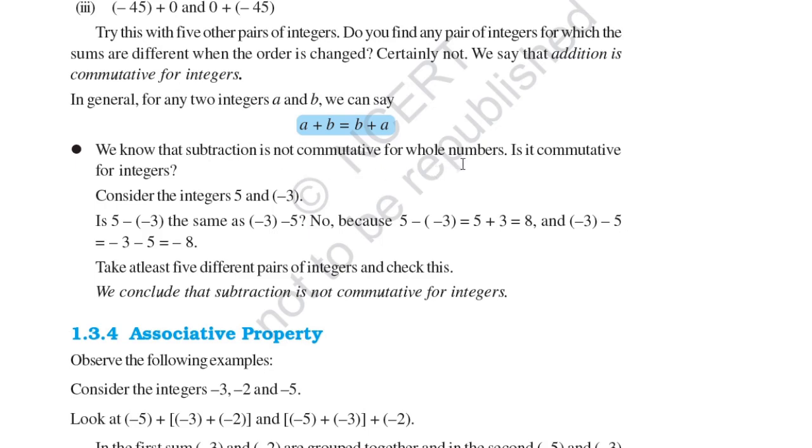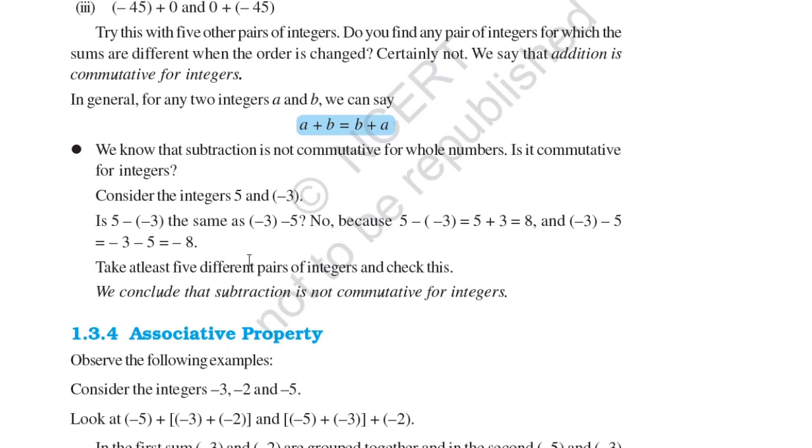Consider the integers 5 and minus 3. So when we see here, minus will become positive. So 5 minus minus 3 is not the same as minus 3 minus 5, because 5 minus minus 3 is equal to 5 plus 3, which is equal to 8. So this is a different thing, and here there will be minus 8. So both of them are totally different. Take at least 5 different pairs of integers and check this.